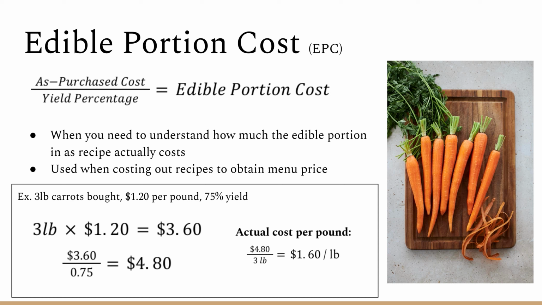Now, to compare this to the price per pound that we originally paid, the $1.20, I just took $4.80 divided by 3 pounds, and this is $1.60 per pound.